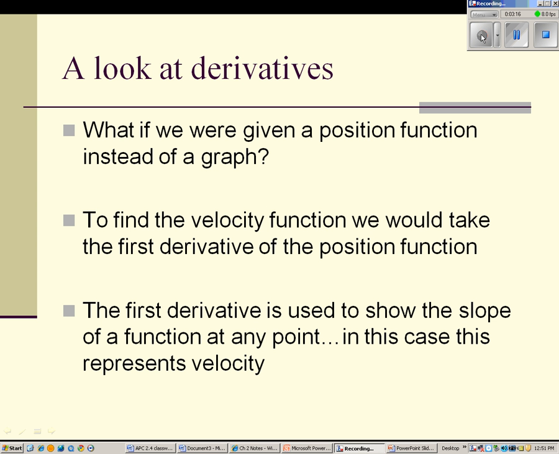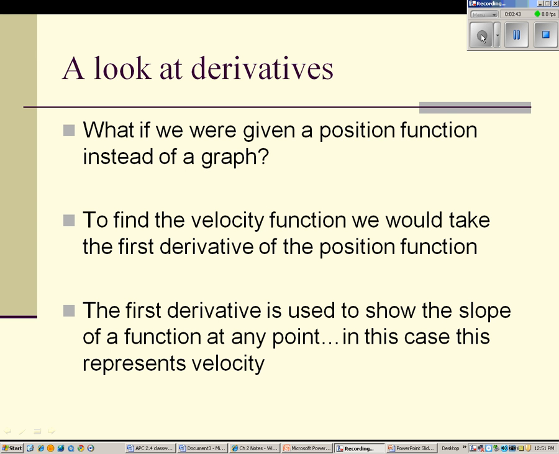We're going to take a look at derivatives. The first question is, what if we were given a position function instead of a graph? Well, if we're given just the function and not the graph, in order to find the velocity function, we would take the first derivative of that position function. So we start off with a displacement function or a position function, take the first derivative, and it gives us the velocity function.